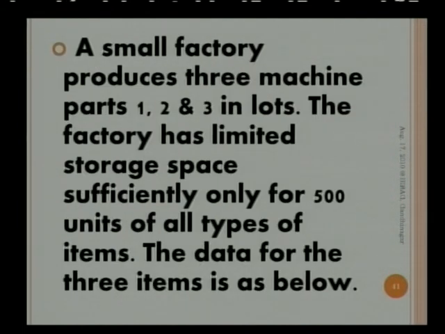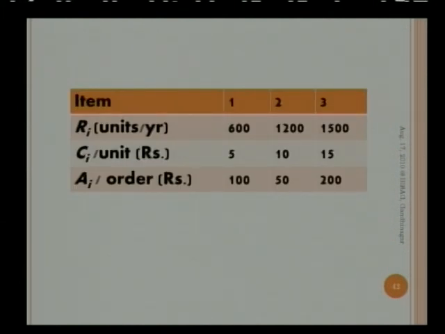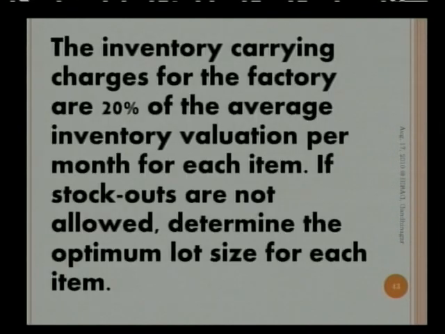We have an example of a small factory which produces 3 items, say 1, 2 and 3, and it has a limited storage capacity, sufficient only for 500 units for all types of items. So we have capital N equal to 500. We have some information about the first, second and third product in the form of total demand per unit per year, purchase price per unit, as well as ordering cost per unit.